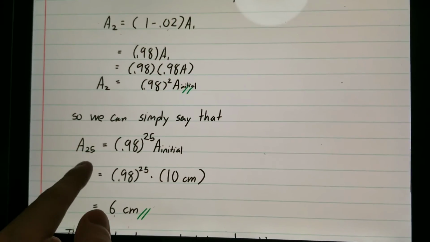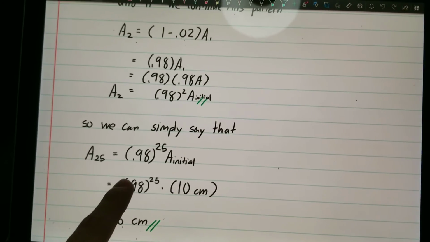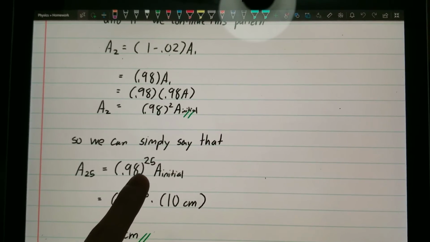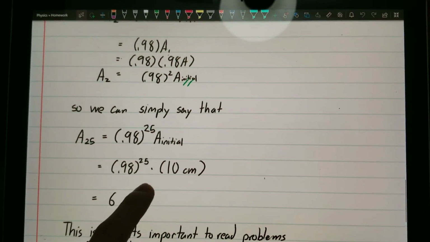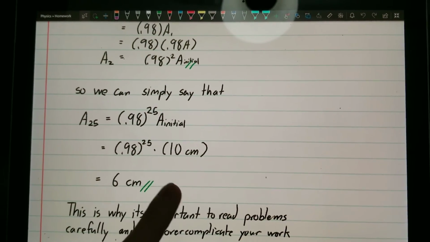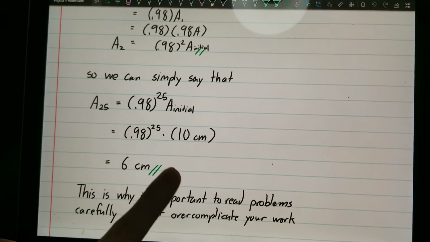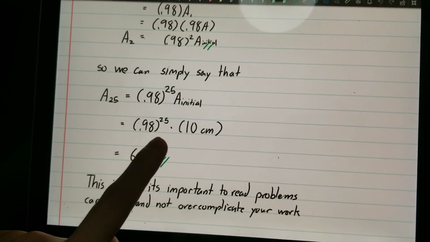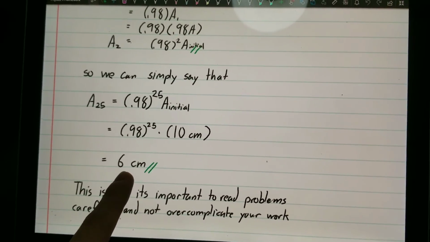So, to find the amplitude of the 25th oscillation, we have to find 0.98 to the power of 25 times A initial. And our A initial, as shown at the very top of the problem, is 10 centimeters. So 0.98 to the 25th power times 10 centimeters is equal to a final answer of 6 centimeters after rounding it.